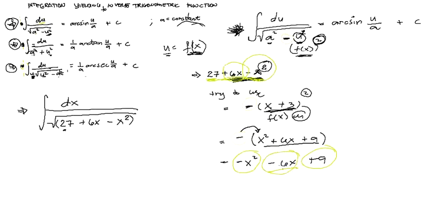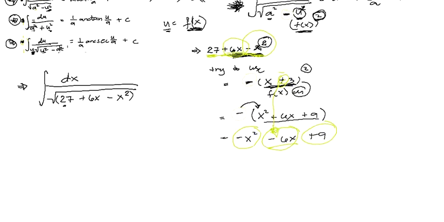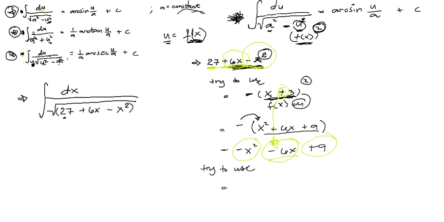Since we have negative 6x here, maybe try something that might lead to a positive 6x there. So maybe let's try to use a negative sign here. Once again we need the negative sign, and then we need some function of x that is being squared.